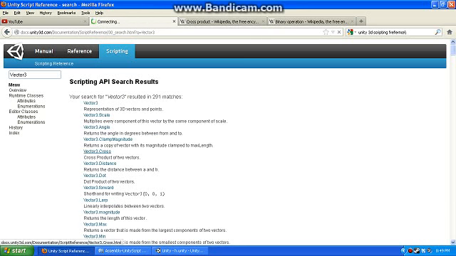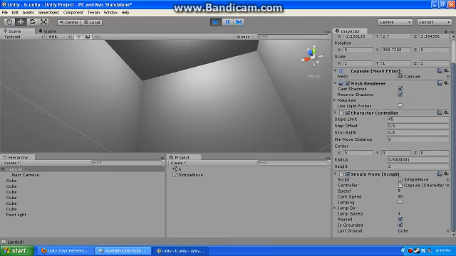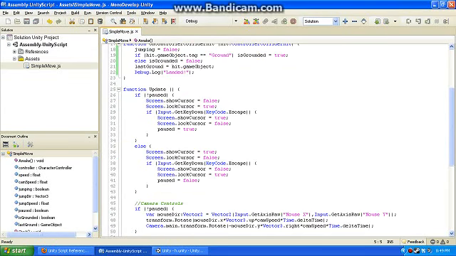So, cross product of two vectors. You type in the left hand and the right hand side vector. Okay, yeah. Vector3.Cross, and you put in this vector and that vector, and then it returns that vector times that vector. Great, good. So I've got it remembered in my head. Up times normal.